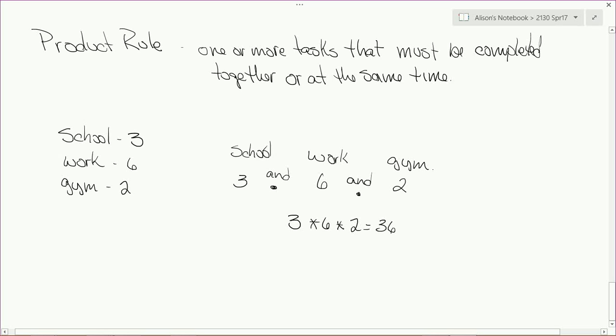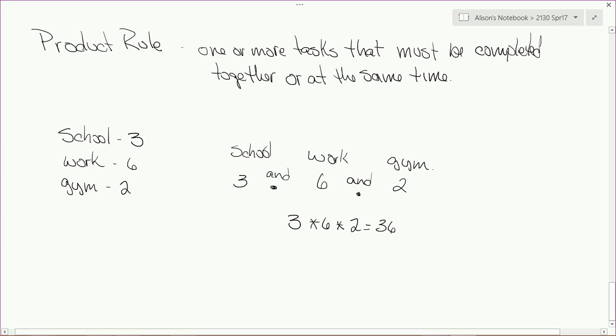And that equals 36. And so the use of the word, when I hear the word "and," that would indicate to me that all of the tasks must be completed. Maybe not in that particular order, but they all must be completed together. And this is when I would apply the product rule.